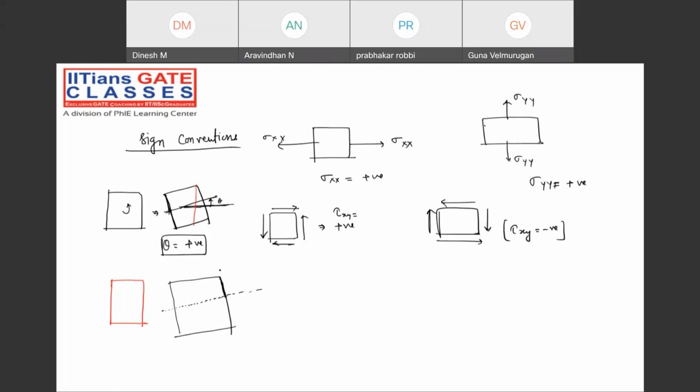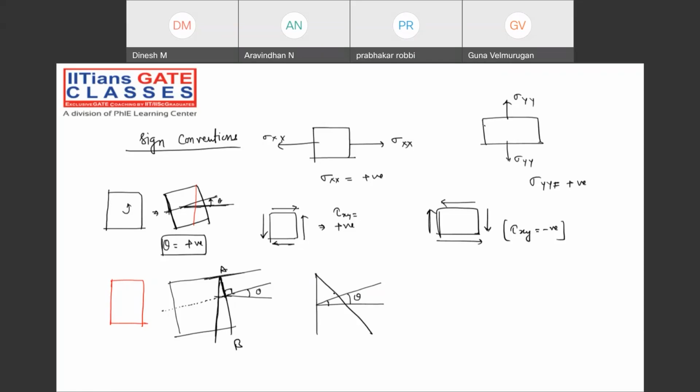This plane AB is making an angle theta with respect to horizontal, suppose. That means like this. This is what we have. This is the vertical. This is the vertical. So something like this I want to show. So this is theta. This is theta.